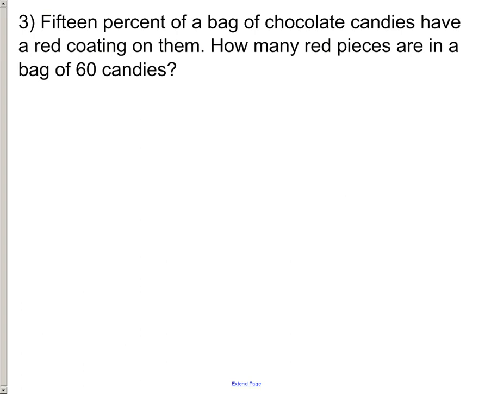15% of a bag of chocolate candies have a red coating on them. Heaven forbid we mention M&Ms, right? Copyright infringement. How many red pieces are in a bag of 60 candies?